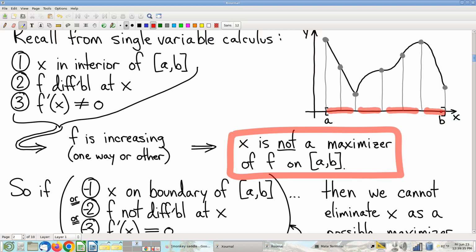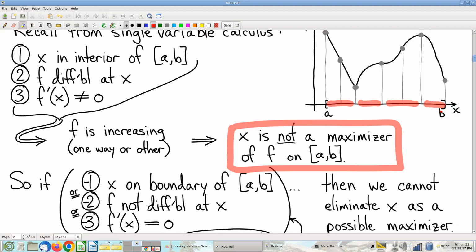Now, some of the points I can't really eliminate. There are some points that are on the boundary. I can't eliminate those with this reasoning. Does that mean they're maxes? No, of course not. It just means I can't eliminate them. It means ultimately I don't know what's going on at those points. It's not that I know they're maxes. It's that I don't know if they are or aren't maxes.